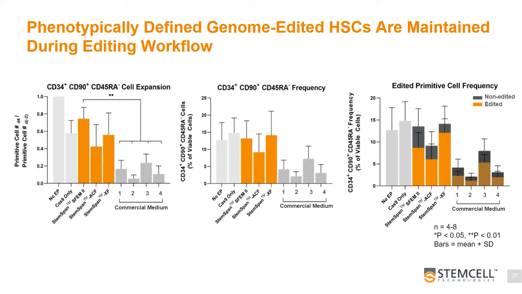Since optimal genome editing protocol for CD34 cells should allow efficient editing of primitive cells, we looked at frequencies of immunophenotypically defined HSCs following the 6-day protocol. As shown by the data on this slide, we can see that both the frequency on the middle plot and the numbers of primitive HSCs on the left plot were maintained in these cultures. Importantly, a high proportion of primitive HSCs were effectively genome edited, as shown on the plot on the far right, showing proportion of edited and non-edited cells within the primitive population.